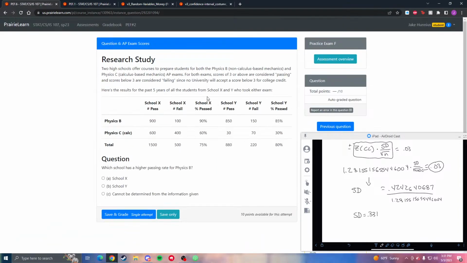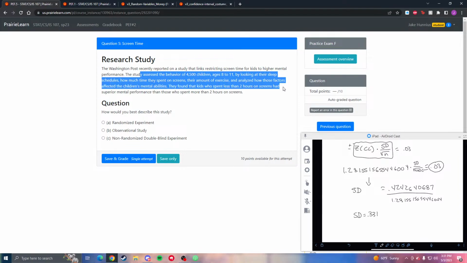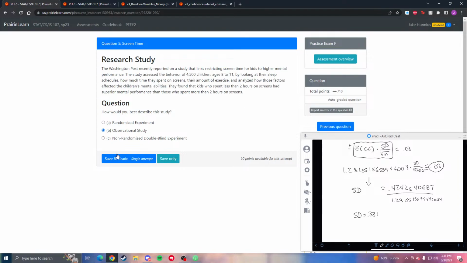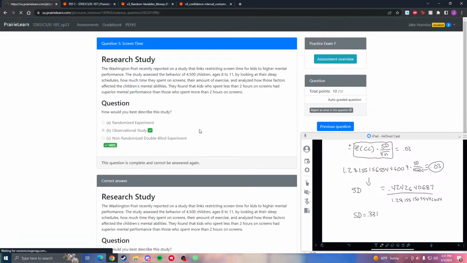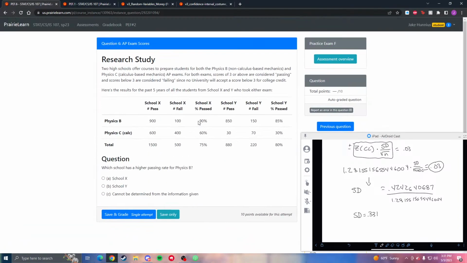I'm sure you guys remember the difference between an observational study and a randomized experiment, and you know what all the conditions mean. But this is an observational study because they just looked at the behavior. They didn't run any tests on it. This one, physics B. Well, 90% school X.